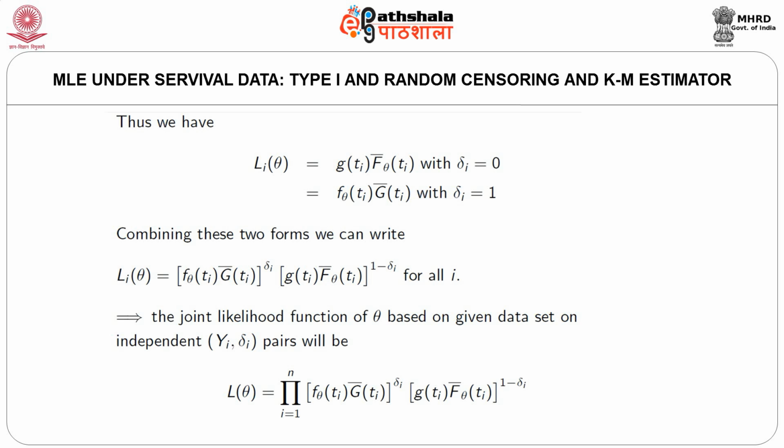Combining these two forms, we can write capital Li theta equal to small f theta at yi into G bar at yi, whole to the power delta i, times g of yi into capital F bar theta at yi, whole to the power 1 minus delta i, for all i. So this implies the joint likelihood function of theta based on the given dataset on independent pairs capital Yi, delta i will be capital L theta equal to product of small f theta at ti times capital G bar at ti, whole to the power delta i, into small g at ti times capital F bar theta at ti, whole to the power 1 minus delta i.